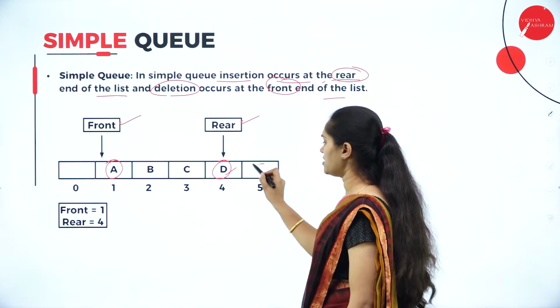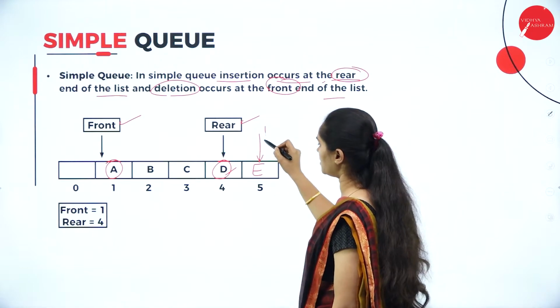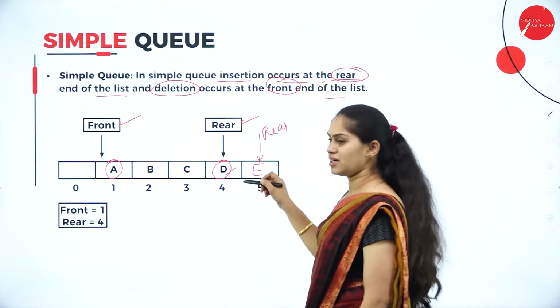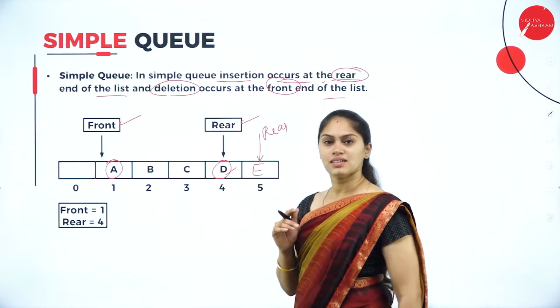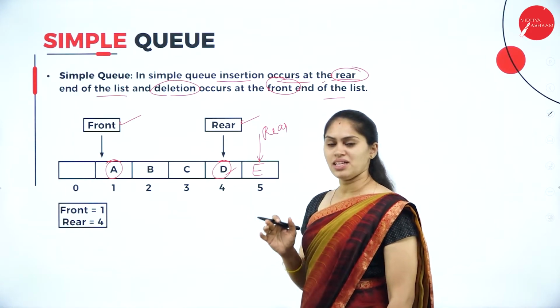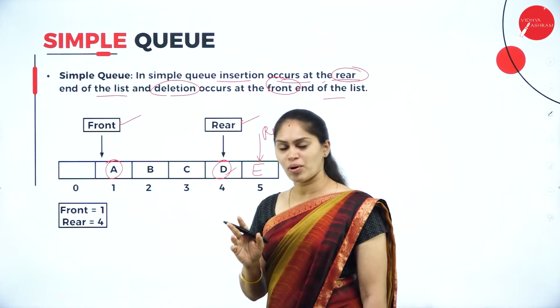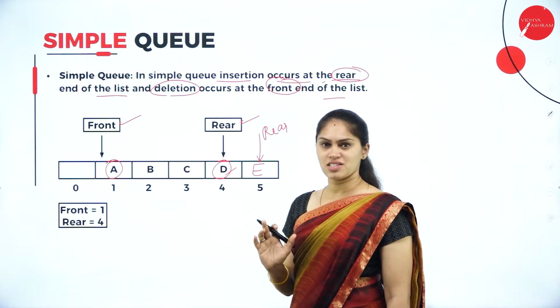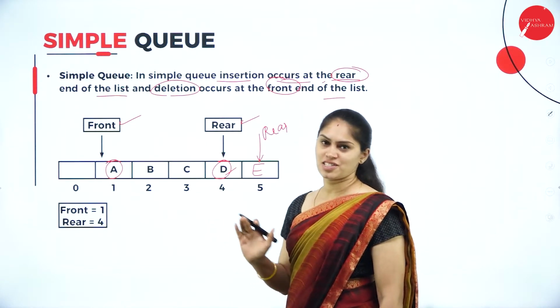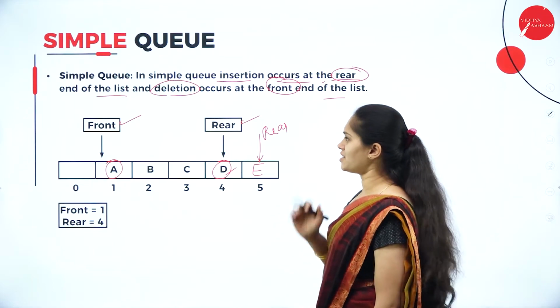And if I wanted to insert E, then the rear pointer will come here. So we can add a new element, right? This is regarding simple queue. That means we have to understand that we have only 2 pointers here, one is front and one is rear. Front is used to delete an element. Rear is used to insert an element into the list of a queue.